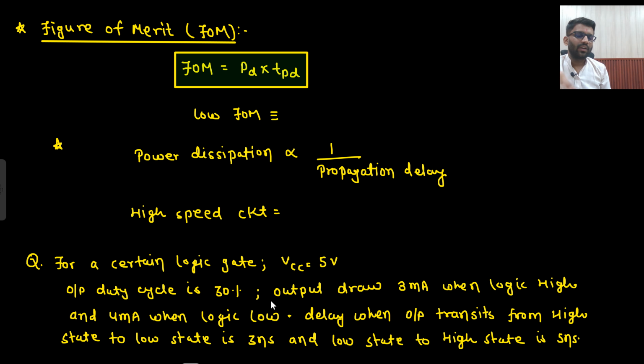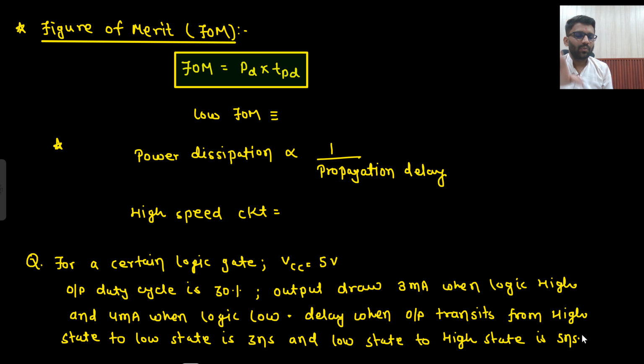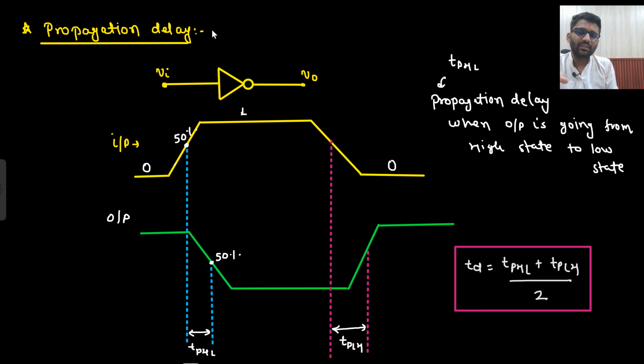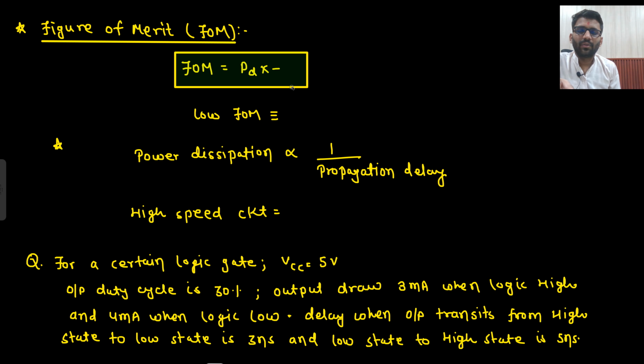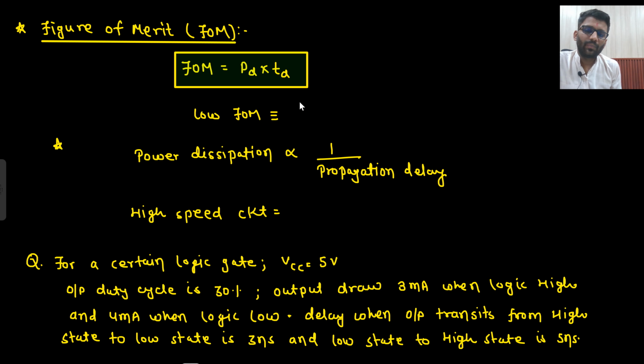There is something called figure of merit. What do you mean by figure of merit? Figure of merit means propagation delay into the power dissipation. This is the propagation delay. This is known as TPD or TD, whatever I have written. So here I will also write TD only, because in the previous slide I have written TD only. So propagation delay into the power dissipation, power dissipation into propagation delay.